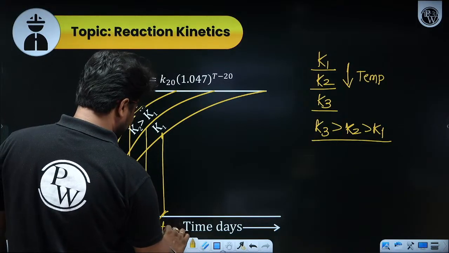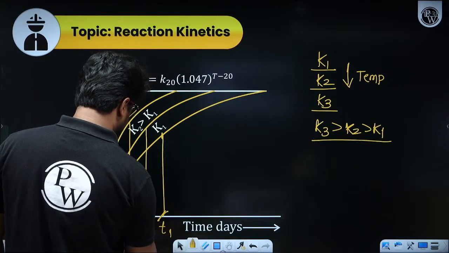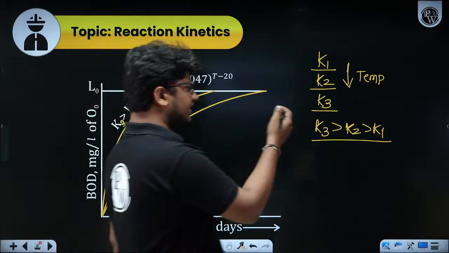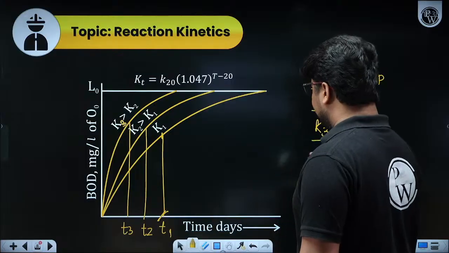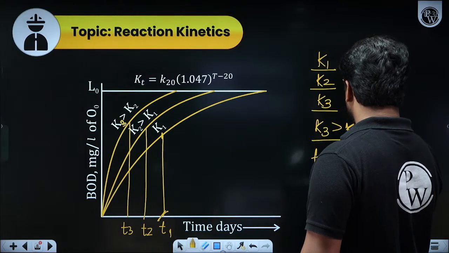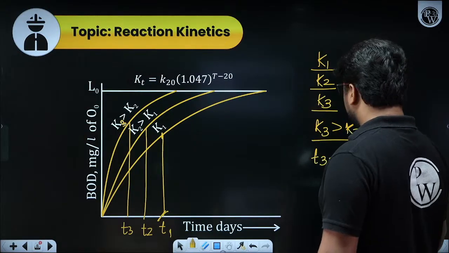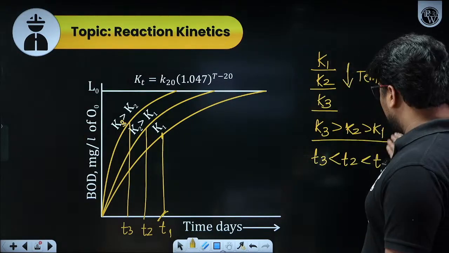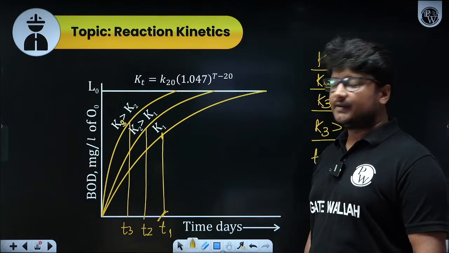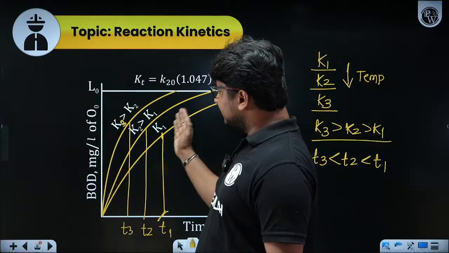so this one is T1, this one is T2, and this one is T3. So it's quite obvious that if the rate of reaction is higher, in that case you will notice T3 will be the minimum, then T2, and then T1. So if your rate of reaction is increasing, your time will go down for the same constant BOD. For that reason, what happens? This curve is shifting to the left.